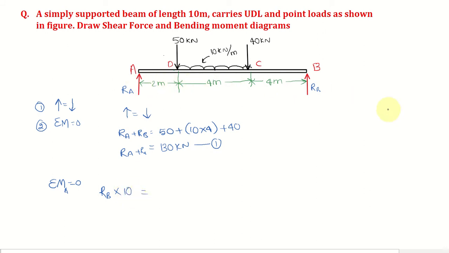This is equal to, so here what we are considering is all the anti-clockwise moments. So we are taking it as positive, all the clockwise moments are negative. So here if you see, this is acting upwards and this distance we are considering, so it will give an anti-clockwise moment. So that is positive, RB into 10. Okay, another one here, 40 multiplied by distance up to A, that is 40 into 6. So that gives a clockwise rotation. So that will be negative 40 into 6.